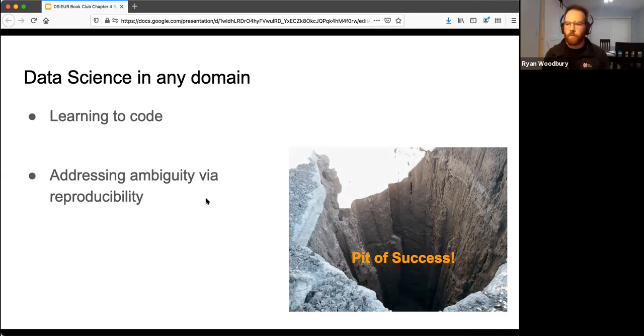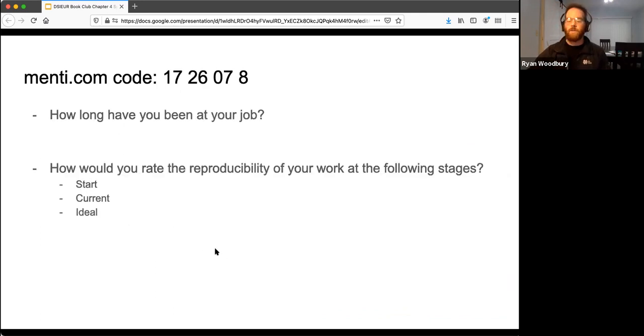There was another point in the book where we're addressing ambiguity and this idea of reproducibility. And I have actually, we're going to jump here. I have a mentee survey. Please be patient with me. This is my first mentee. So let's see how this goes. If you go to mentee.com, type in that code, something should come up, I hope. These are the questions just to prepare you. I want to get a sense of how you engage with your reproducible research.